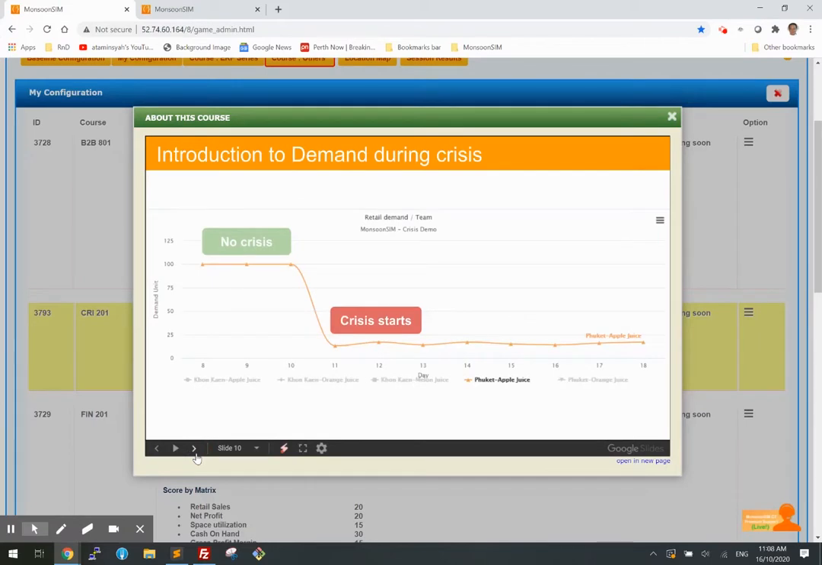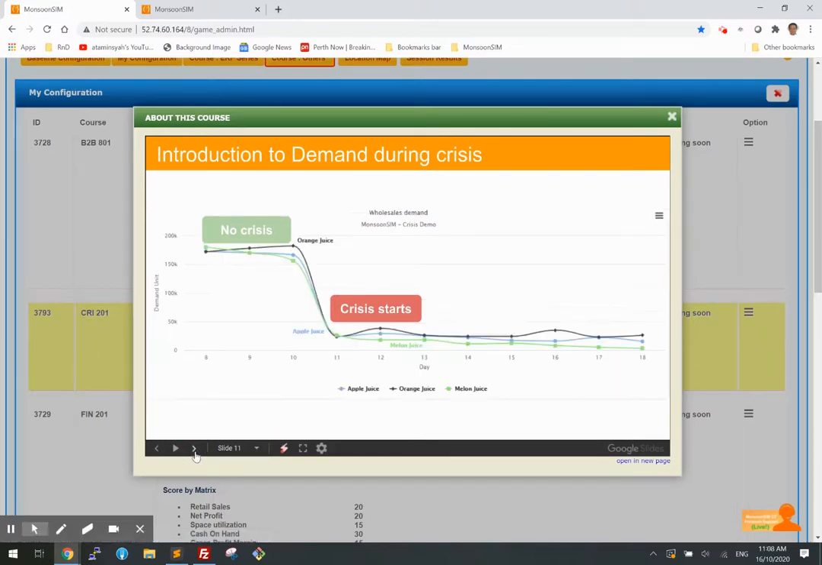Here is one example of the forecast chart that you will see in MonsoonSIM when it hits. So before the crisis, here's the retail demand, and after the crisis happens, it drops significantly. Same thing with the wholesale demand.